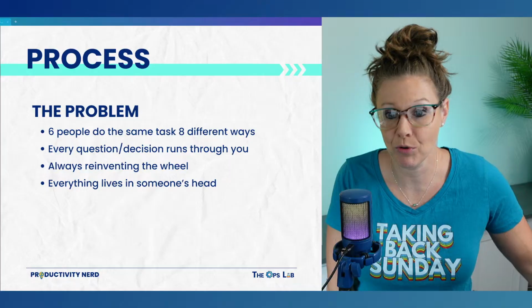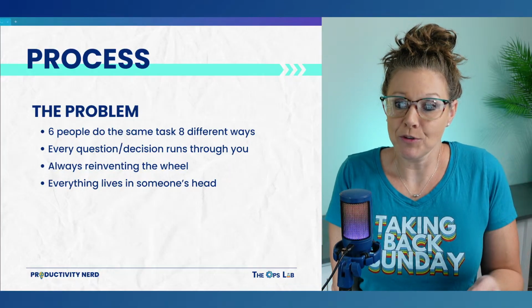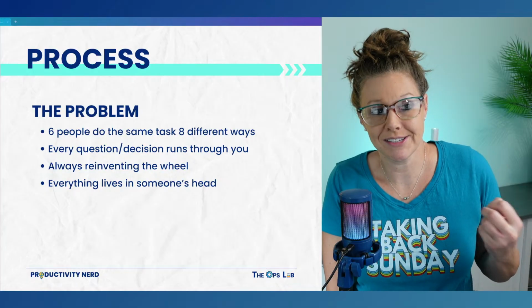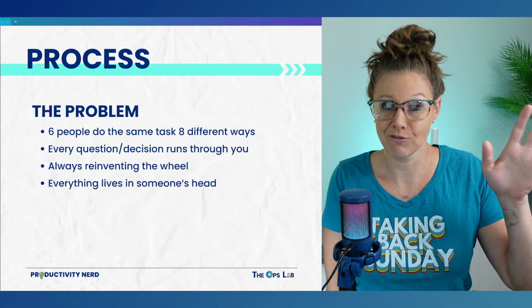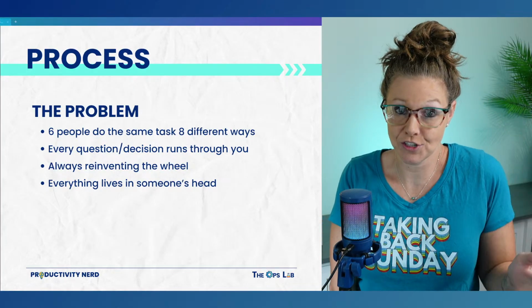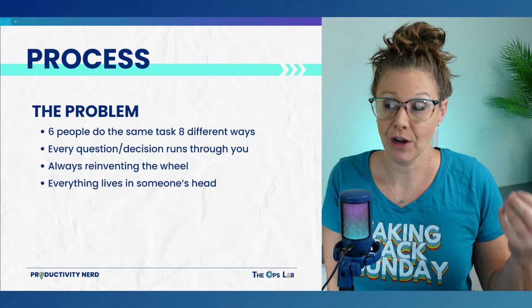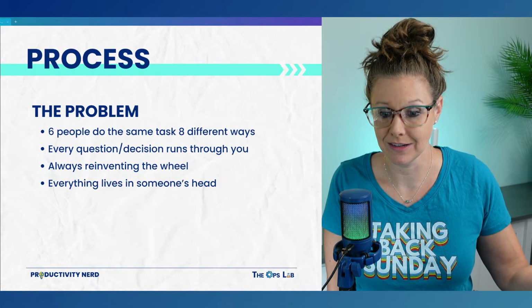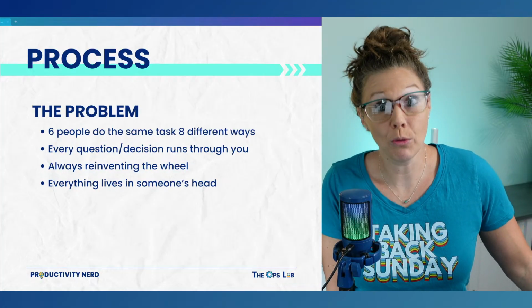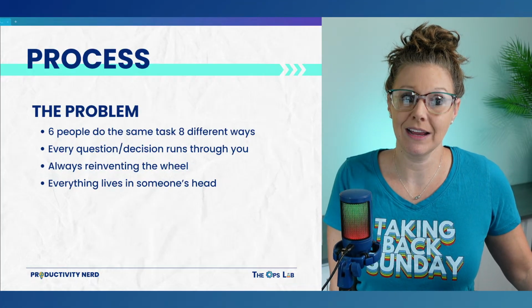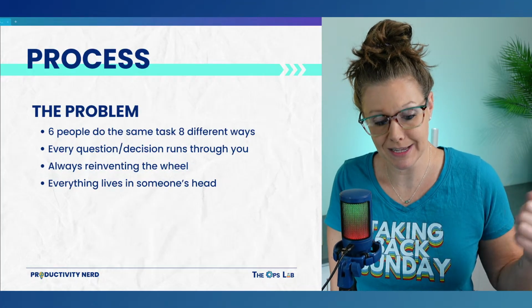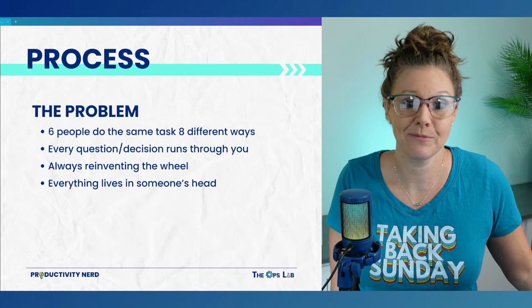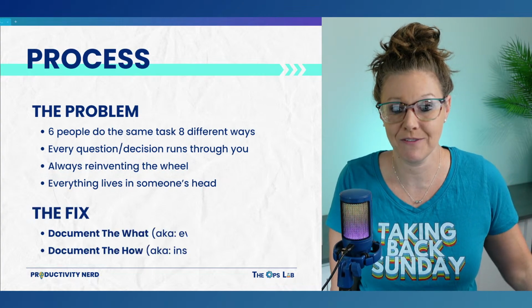The problem with process, right? 6 people do the same task and it gets done 8 different ways. Every question, decision, thought, anything runs through you, the owner, the leadership team. People don't feel confident or are not autonomous enough to get things done themselves. You're always reinventing the wheel and everything lives in someone's head. And if somebody's on PTO when there's a big project due, you're screwed, right? We've all experienced this. So what is the fix?